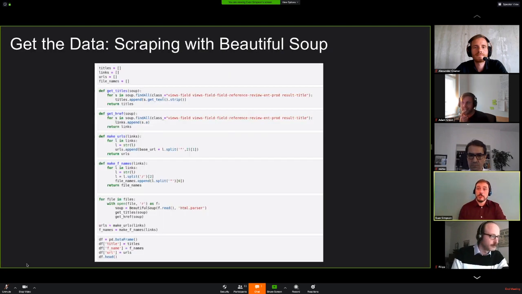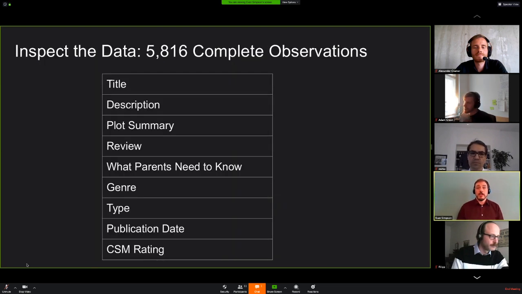So I scraped all the websites using Beautiful Soup. And this involved me scraping approximately 5,816 web pages, one web page for each book. Once I was able to do that, I looked at the data and I saw that I had no missing values for these features.